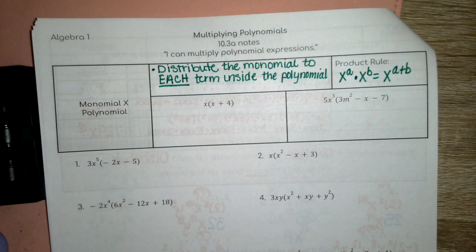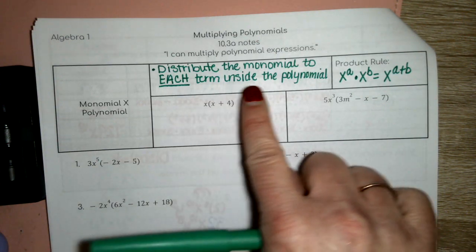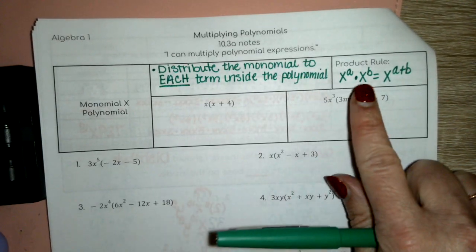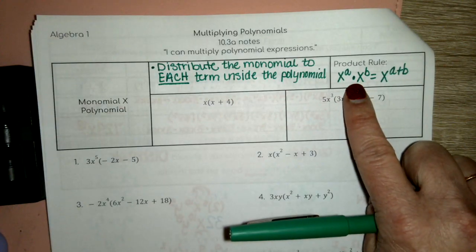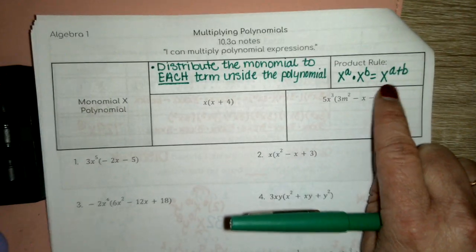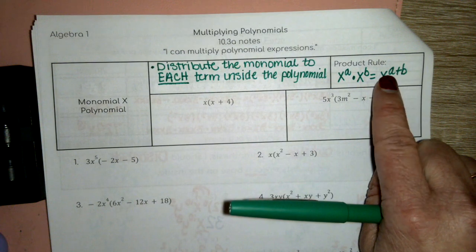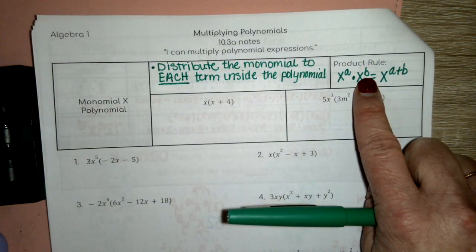Hey guys, in this lesson we are going to multiply polynomial expressions and some review things that we need to discuss is to distribute the monomial. You need to distribute the monomial to each term inside the polynomial. Something else to review is the product rule. It's x to the a times x to the b is equal to x to the a plus b. All you're doing is adding those exponents.